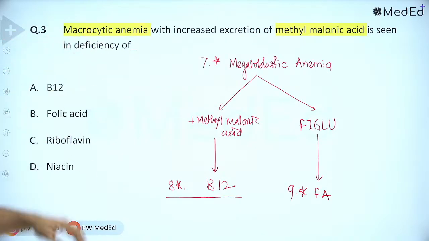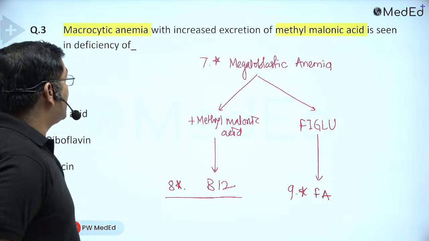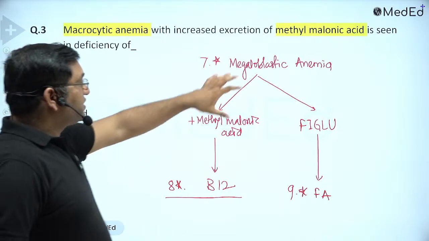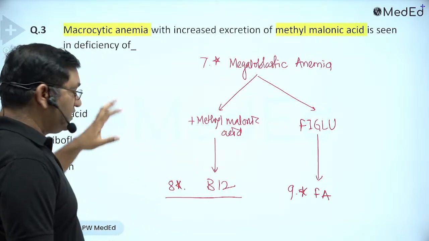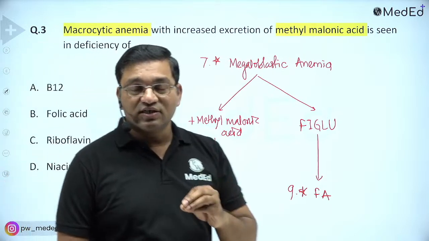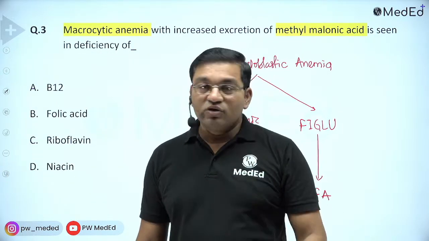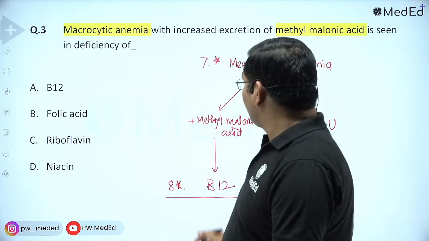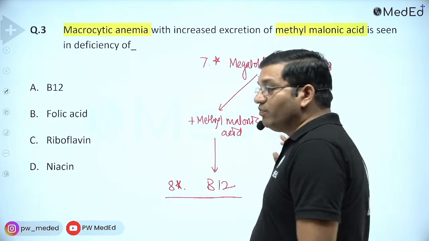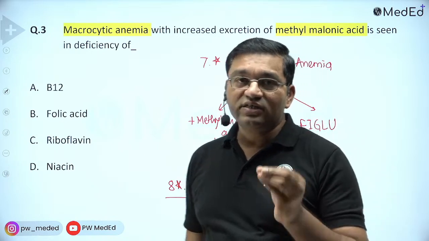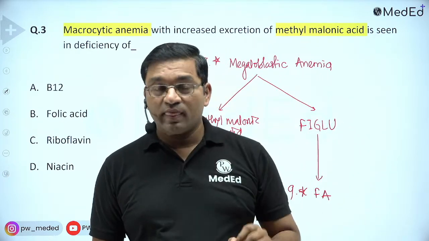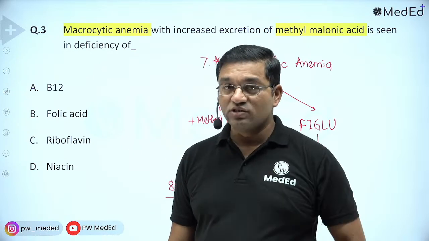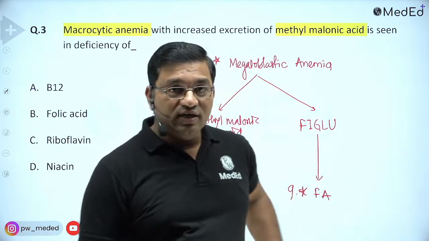Now see, macrocytic anemia means megaloblastic anemia with increased excretion of methylmalonic acid. As far as biochemistry is concerned, there are 3 important causes of megaloblastic anemia. First one is folate deficiency, second is B12 deficiency, and third one is orotic aciduria, which is connected with pyrimidine metabolism. Which 3 did I say? Recollect.